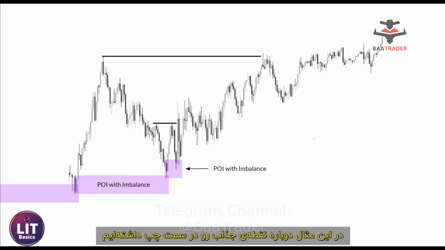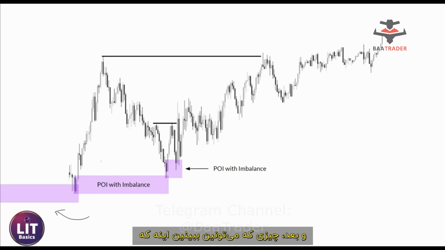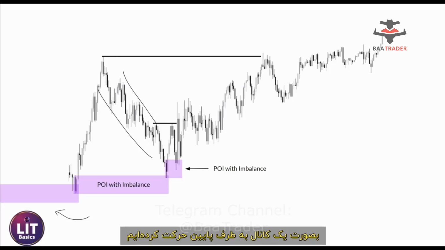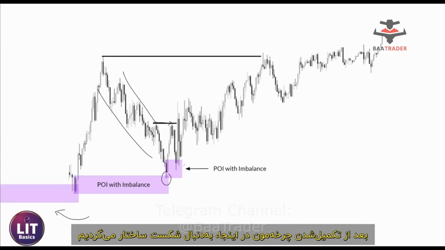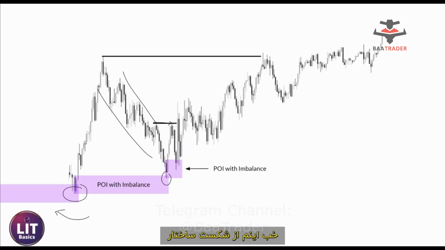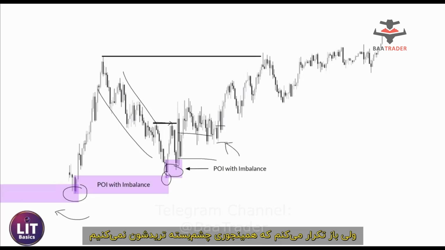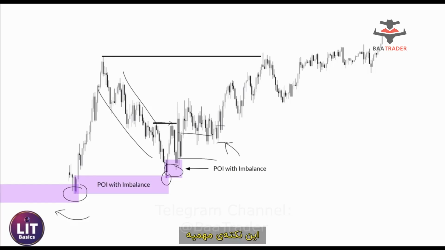This one, again, we had a POI to the left, and then what you can see is we channeled down, mitigated. Here we look for our break of structure after our cycle has been completed. So break of structure into, again, mitigation, mitigation, mitigation, all of our order flow mitigations. But again, we're not just trading them blindly. That's the important thing.